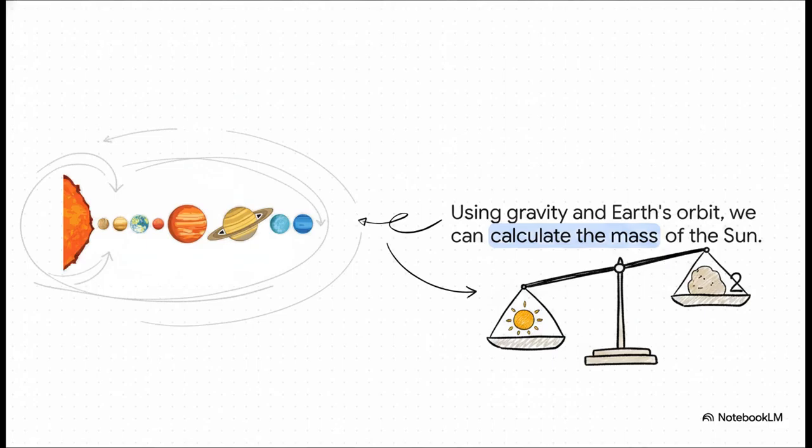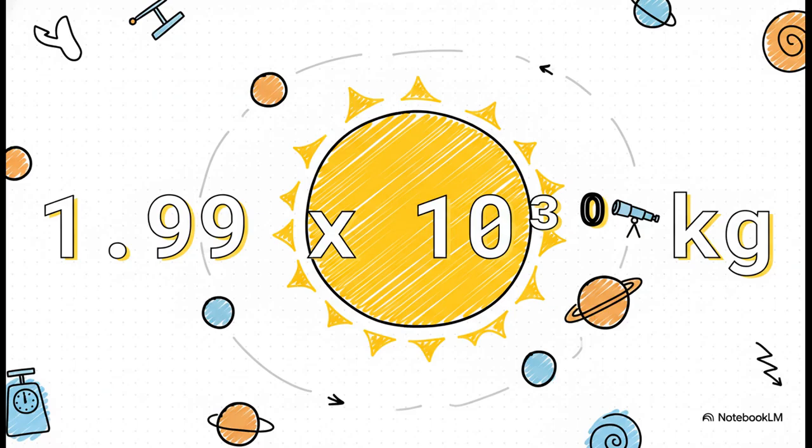So if we take those two numbers, which we know pretty precisely, and we plug them into a slightly rearranged version of Newton's law, we can solve for the mass of the thing in the middle, the sun. We can literally put our own star on a cosmic scale right from our desks here on Earth. And there's the answer. That is a truly staggering number. We're talking about a 2 followed by 30 zeros. Just let that sink in for a second.